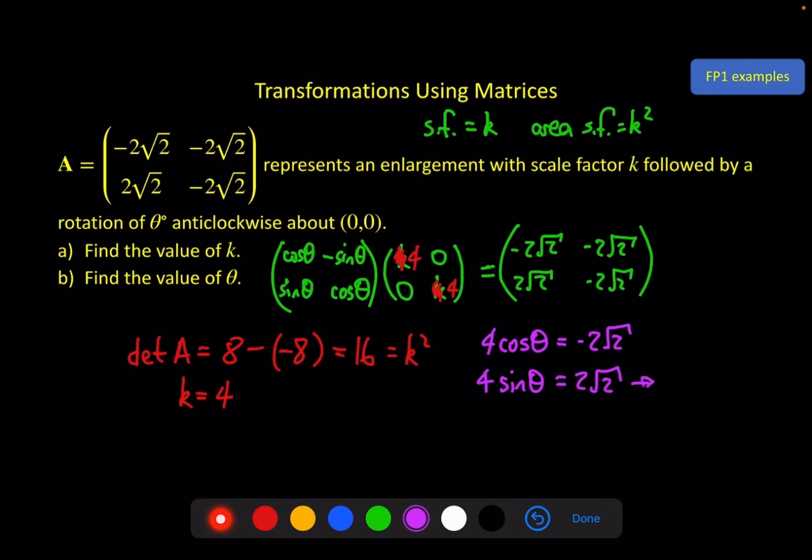And this one would give us the answer 45 with the second answer of 135. And this one would give us the answer 135 and 225. So we can see the agreement here is that theta must be 135 degrees. And there we have our two answers. So there are a couple of examples about combining transformations.